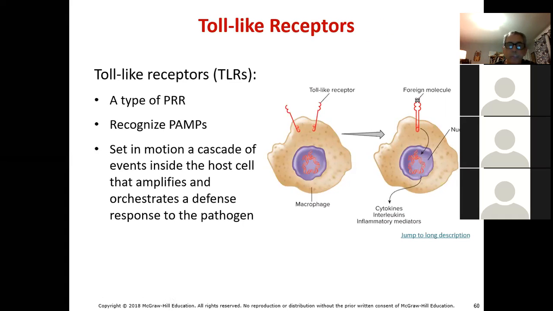We also have a type of pattern recognition receptor called toll-like receptors. There's different kinds. If you think of this as like a gateway, it has two parts to it. And when it recognizes a foreign molecule, it closes, and stimulates our DNA to then start the synthesis of various messengers, cytokines, interleukins, inflammatory mediators that signal other cells. So this is one type of toll receptor found on macrophages. They're found on other cells.